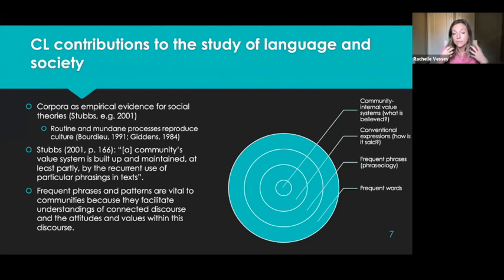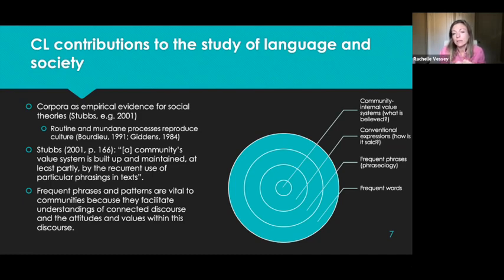So what does it mean to be routine? What does it mean to be mundane? How does that reproduce culture? We can use corpus evidence to show us that. And Stubbs has argued, not recently anymore, this is 20 years ago, 2001, that a community's value system is built up and maintained, at least partly, by the recurrent use of particular phrasings in texts.